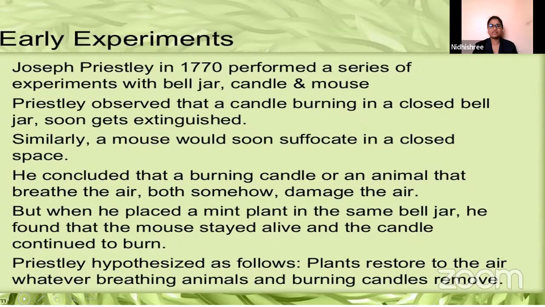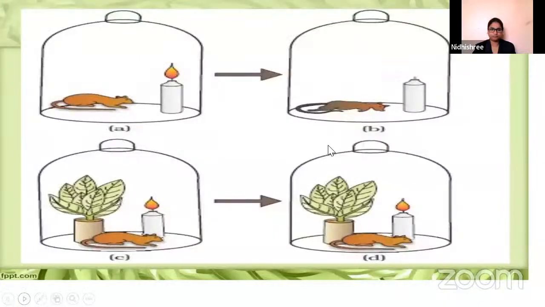The first early experiment was done by Joseph Priestley in 1770. He performed a series of experiments with a bell jar, a candle, and a mouse. After his experiment, he hypothesized that plants restore to the air whatever breathing animals and burning candles remove. Then he understood about oxygen.